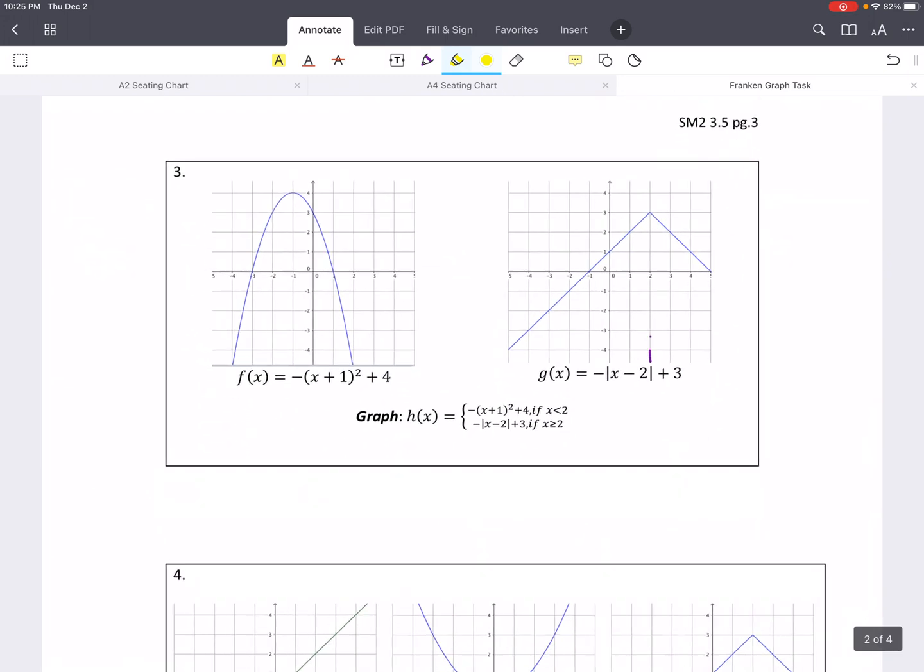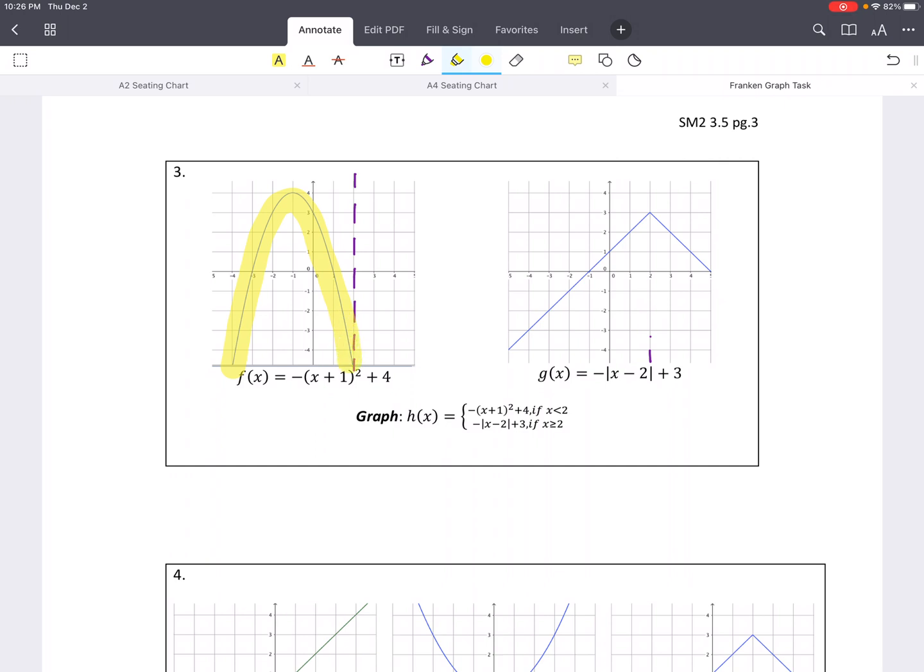Number 3, we have f of x as negative quantity x plus 1 squared plus 4, and g of x is negative absolute value of x minus 2 plus 3. And it looks like our first part of h of x is negative quantity x plus 1 squared plus 4. So that's our left graph, if x is less than 2. So let's see, x is 2 right here. If I want less than, that's everything to the left of it. So it looks like this time we're actually going to highlight the whole thing. That was exciting.